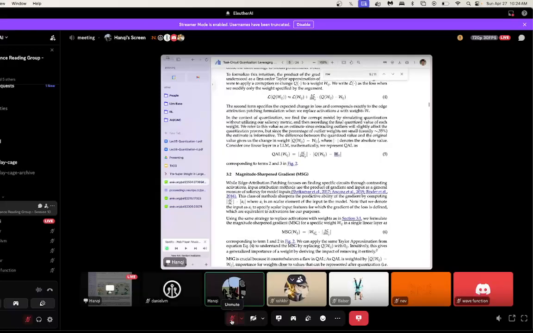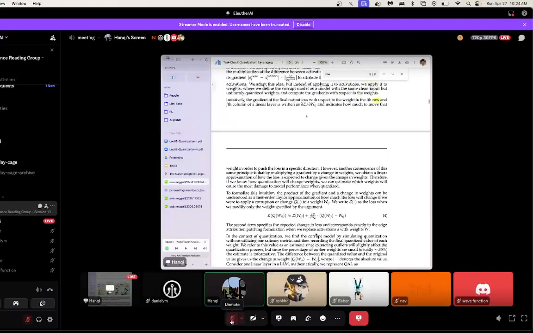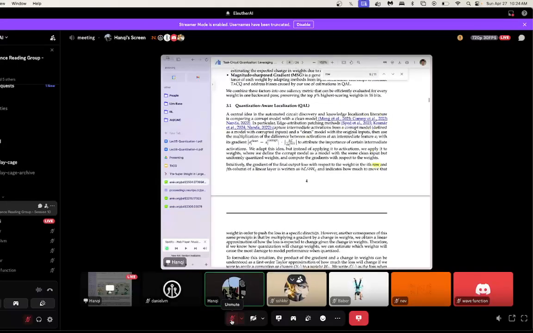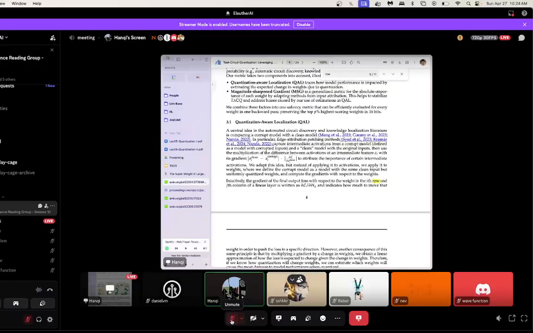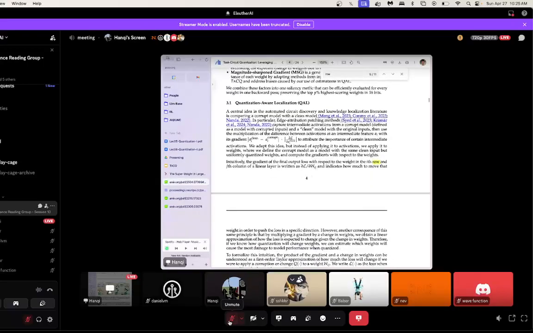What this ends up giving you is a metric that gives you a score for every single weight in your model, and the metric tells you if you were to quantize a particular weight, how would the eventual output of the model be impacted? How will the performance of the model be impacted if you were to quantize a specific weight?